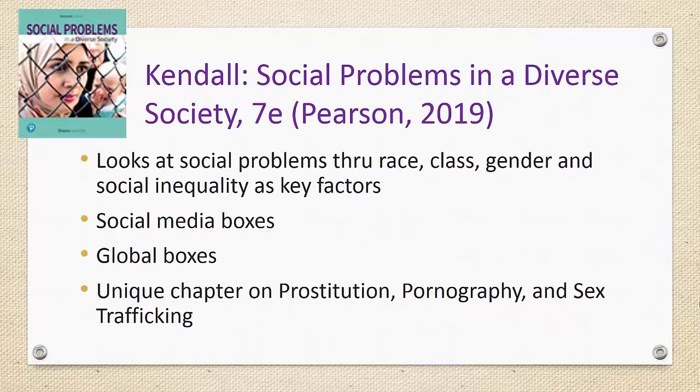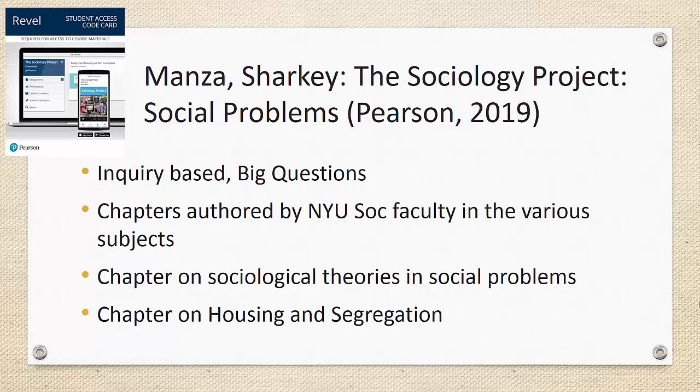Kendall's Social Problems in a Diverse Society from Pearson just published in its 7th edition and is in Revel only. This means instructors cannot get a print book. Definitely visit users of this title and ask them about presenting social action to their students, or about a lack of bottom-up approaches to social issues. Pearson also just released in Revel a Manza title for social problems. Like the intro book, it's authored by various NYU Soc faculty members and focuses on big questions. Fans of Manza will probably be intrigued by this, but it's similar in many ways to our Trevino book.